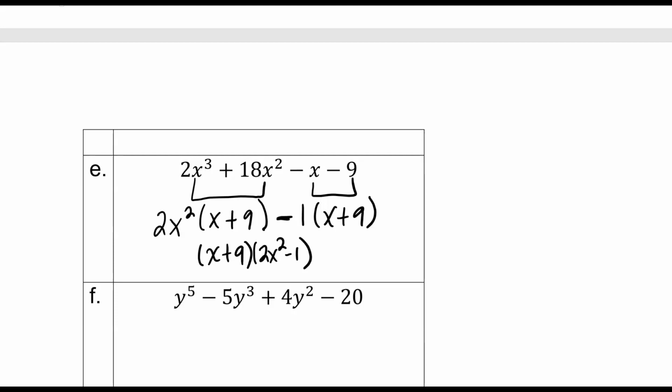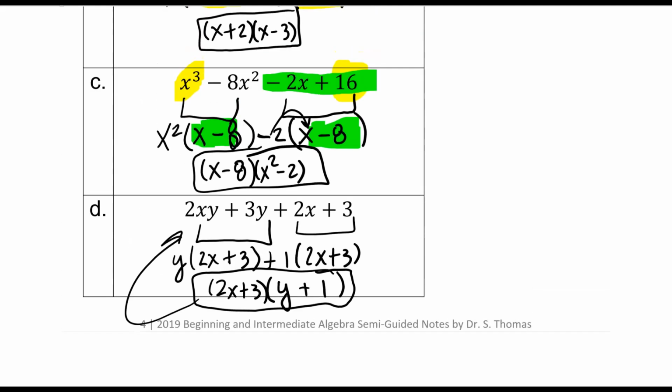And I also forgot to mention, for all of these problems for the factoring by grouping, that multiplication is commutative. So I just wrote this as x plus 9 times 2x squared minus 1. But I'm hoping that you already know that that is the same as 2x squared minus 1 times x plus 9. So for all of those previous problems, you don't have to write 2x plus 3 times y plus 1 to be right. If you wrote, for example, y plus 1 times 2x plus 3, you are also correct.